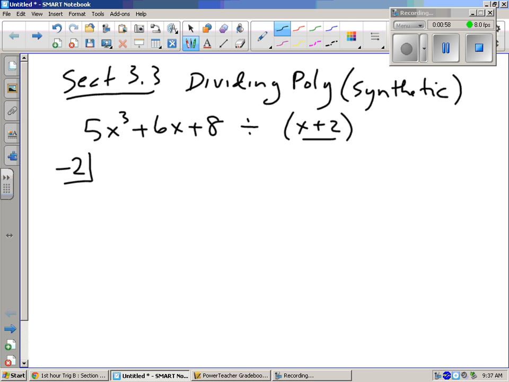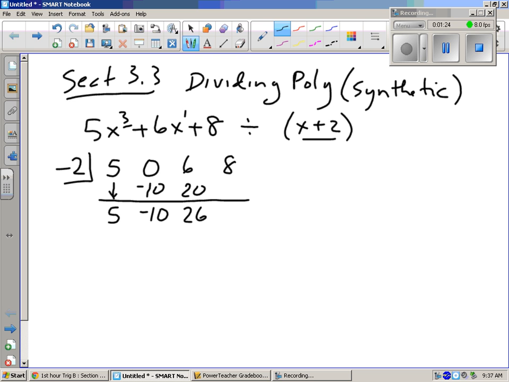Well, I see x cubed. I don't see an x squared. I see an x to the 1, and the last 8 is an x to the 0. So I have to make sure I put a placeholder in. So x squared is not there, so we put a 0, then 6, and then 8. Then remember, we bring this one down, and then we multiply, then we add, then we multiply, then we add, then we multiply, and then we add one more time.